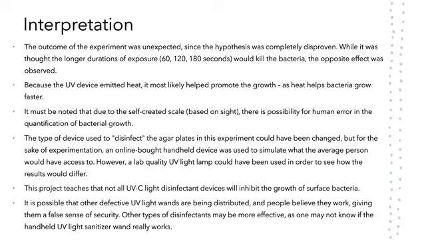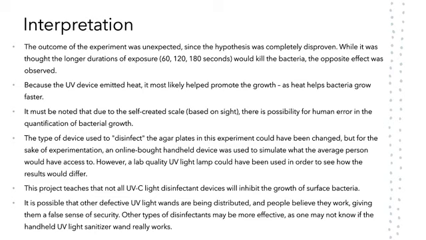This is the interpretation. The hypothesis was unexpectedly disproven, which could have been due to the UV light lamp. The UVC light device did emit heat and was held relatively close to the agar plates. Since heat helps bacteria grow faster, it was thought that the UV wand helped promote the growth of the E. coli. Also, it should be mentioned that since the scale used to quantify the number of bacterial colonies was based on sight, there was possibility for human error.